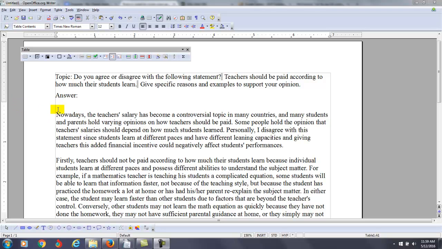All right, let's take a look at the essay one more time, make a few more corrections, I'll make some final recommendations and give you a score. So nowadays, the teacher's salary has become a controversial topic in many countries, and many students and parents hold varying opinions on how teachers should be paid. Some people hold the opinion that teachers' salaries should depend on how much students learn. Personally, I disagree with this statement since students learn at different paces and have different learning capacities, and giving teachers this added financial incentive could negatively affect students' performances.